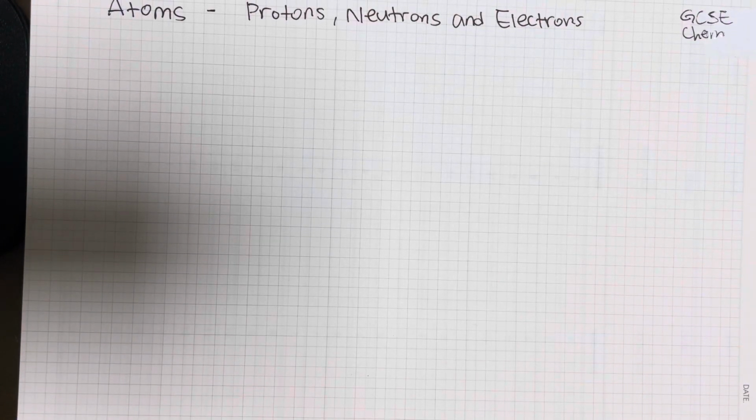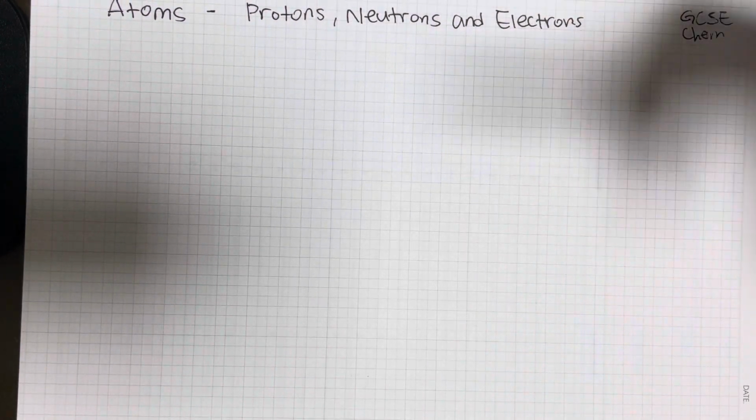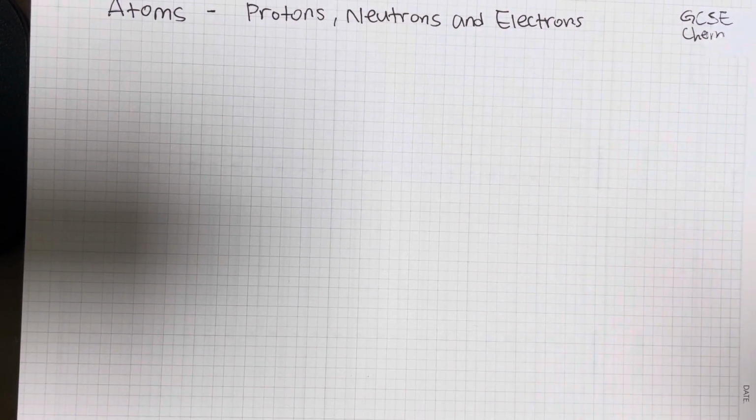Right, let's take a look at atoms. This is part of GCSE Chemistry. I'm going to do an introductory video to protons, neutrons, and electrons. In case you don't know what these are, protons, neutrons, and electrons are what makes up an atom. So it's what's inside of an atom.